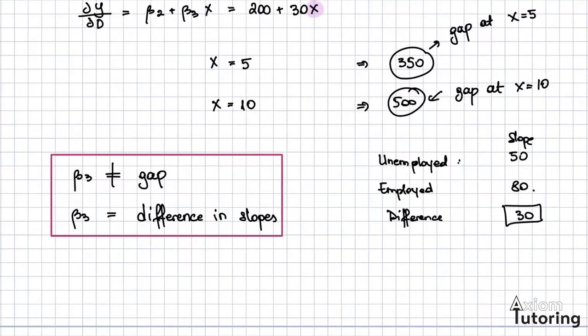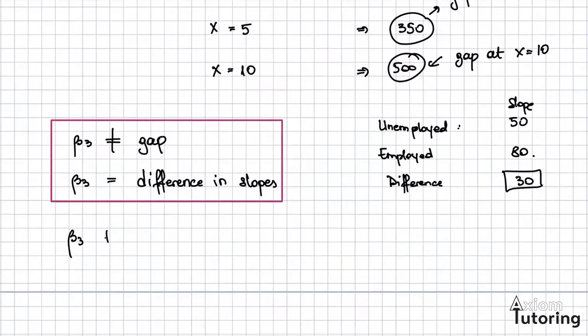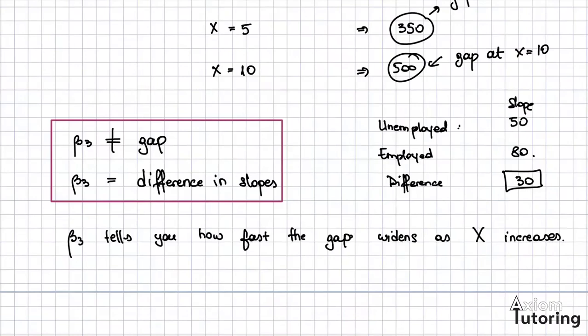Beta 3 lives in the slope, not the vertical distance between the lines. Think of it this way: beta 3 tells you how fast the gap widens as x increases, not how wide the gap is at any particular point.